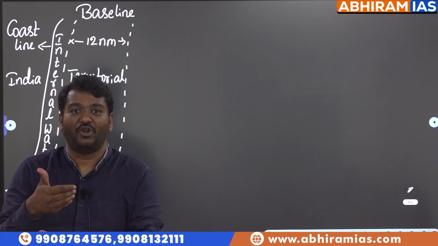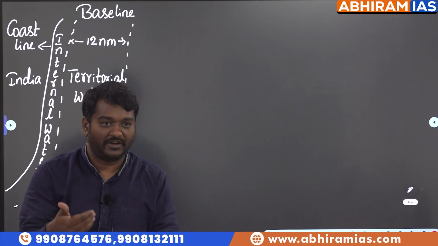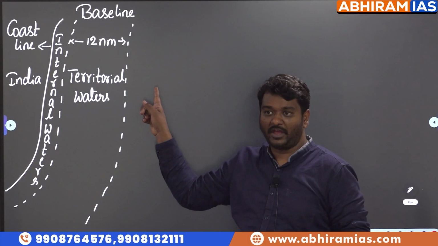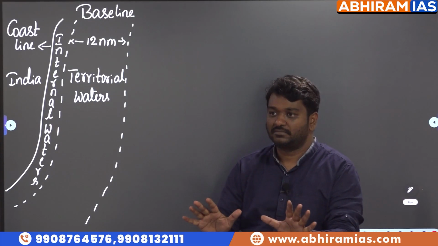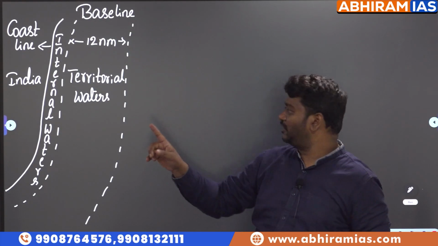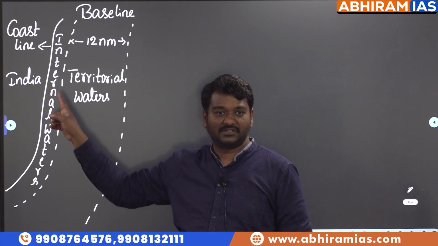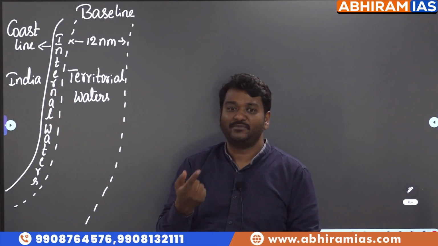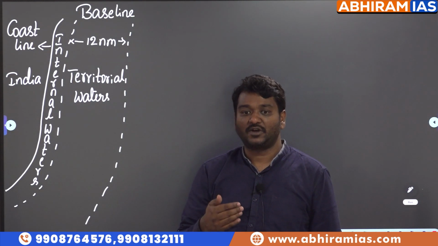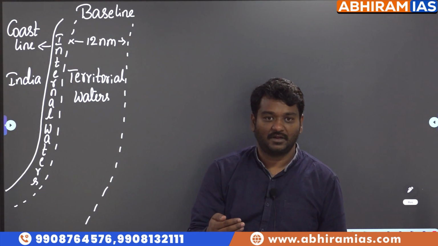If you enter without knowledge, for example, some ship is coming here and the ship broke, they do not have anything. So they see land. What will they do? They immediately start coming towards the land. And if you ask them, they will tell, sir, my ship broke, I don't know where to go, so I came. That is called innocent passage.